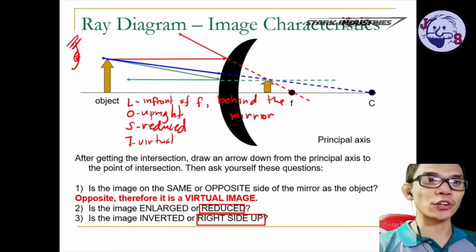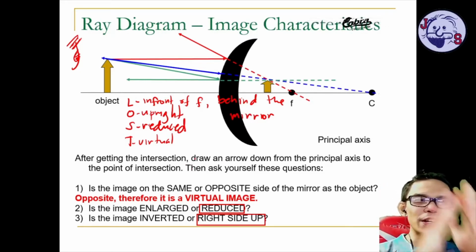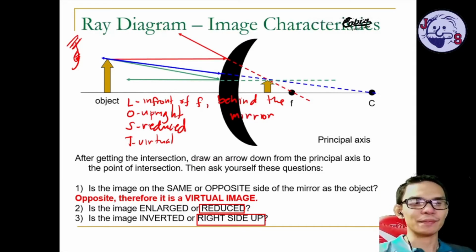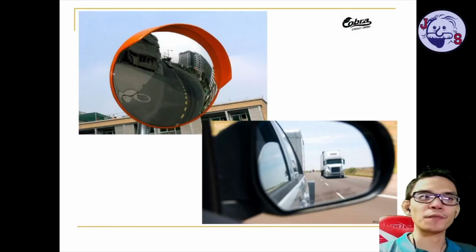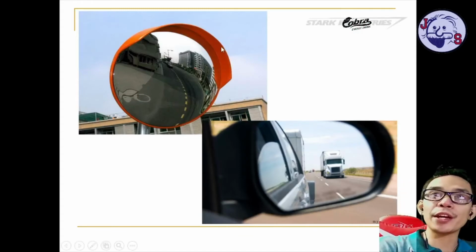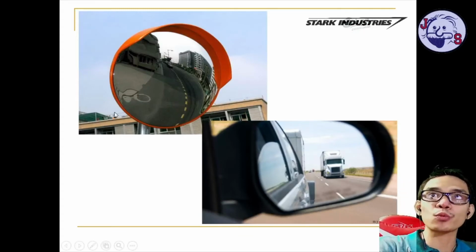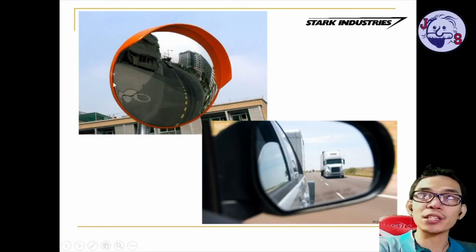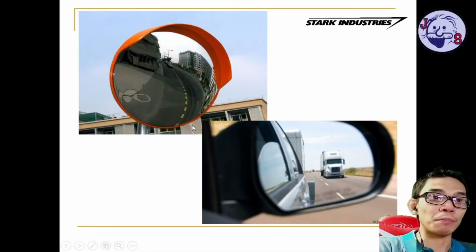So that was your convex mirror ray diagram. What are the examples of convex mirrors? We have it right here. You can see this one on roads with blind curves.